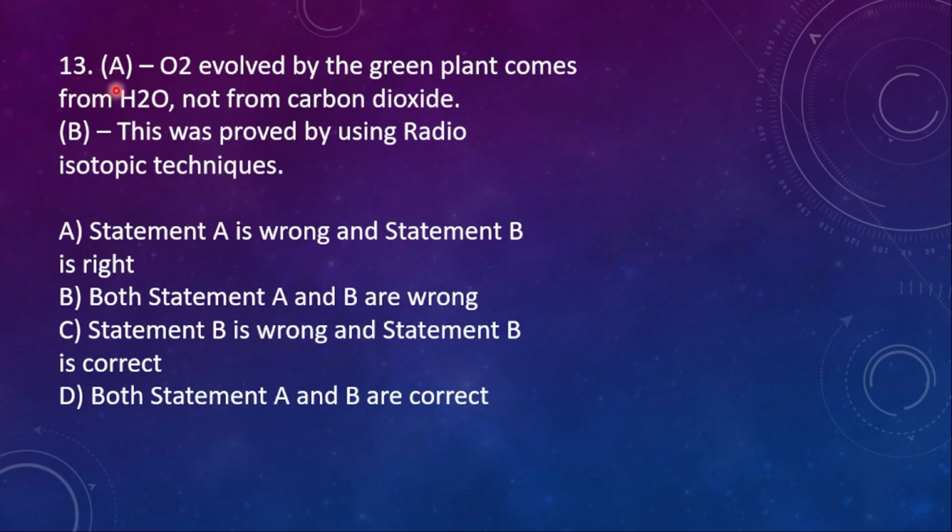13th one, A, O2 evolved by the green plants comes from H2O, not from carbon dioxide. B, this was proved by using radioisotopic technique. Yes, both these statements are correct. So option D is correct.